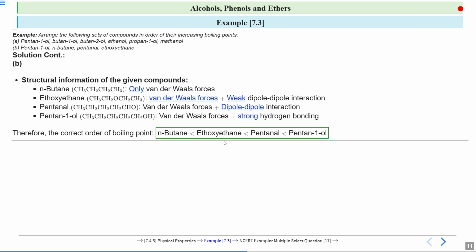Then comes the ether, that is ethoxyethane. In ether, we know that there is van der Waals and there is weak dipole-dipole interaction. And then comes the simple alkane, that is n-butane, in which there is only van der Waals force. Remember, I told you in the first slide that alcohols have the highest boiling point. Then here come the ethers, and at last come your hydrocarbons. So this is the correct order. So whenever such questions are given to you, first decode its structure. Once you decode the structure, then you can write the correct order of the boiling point.